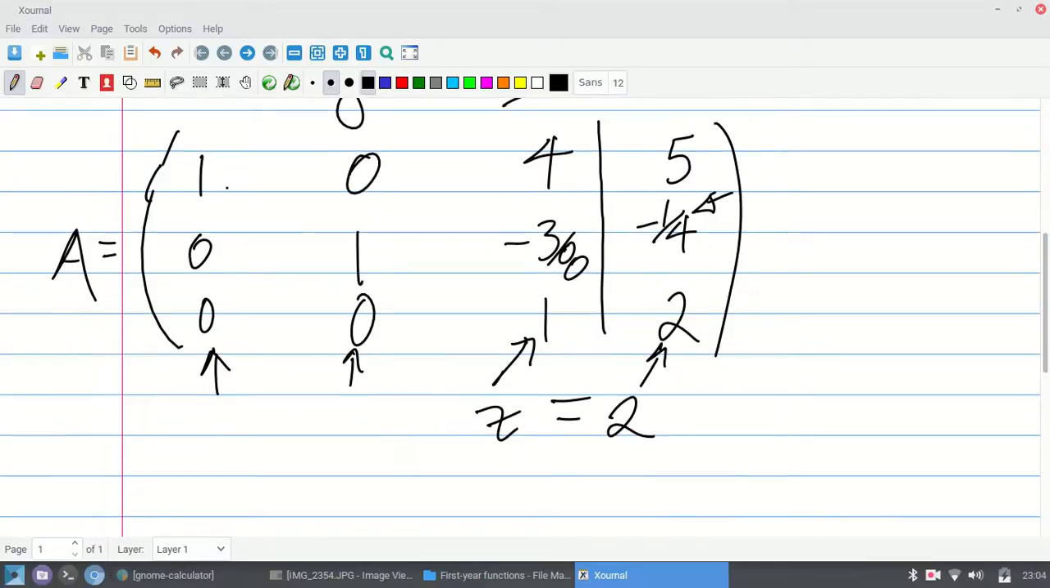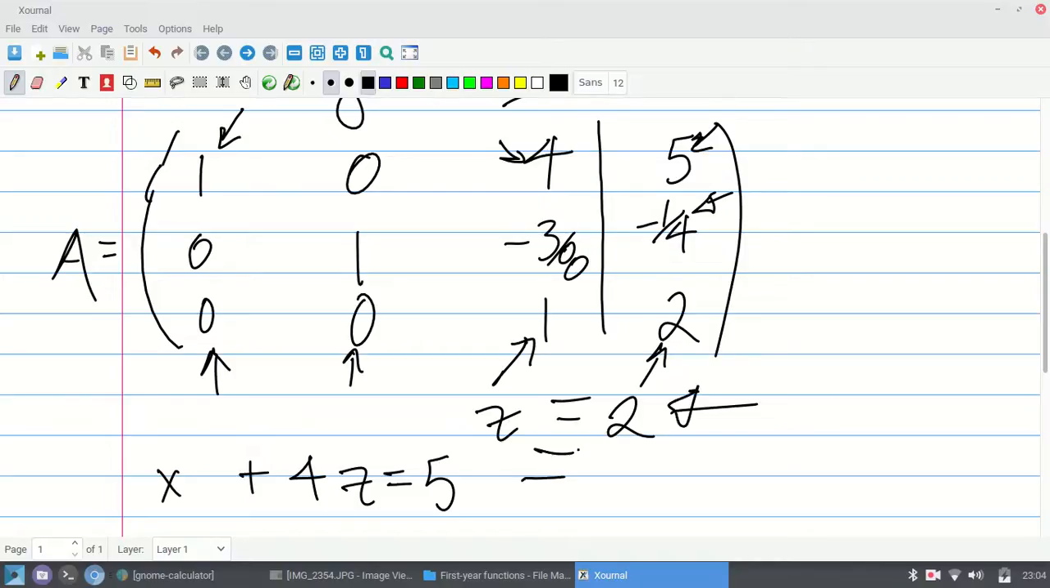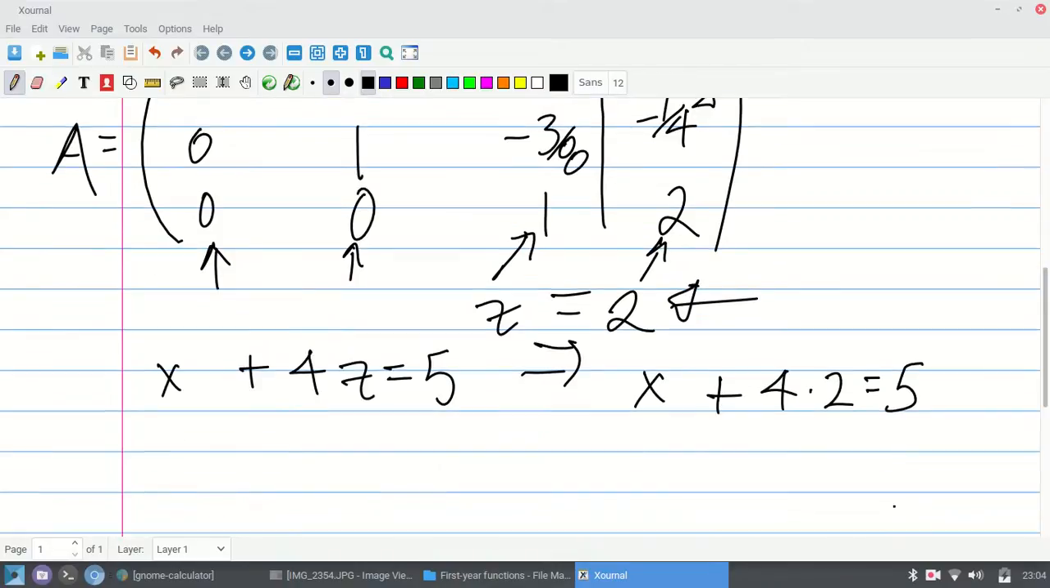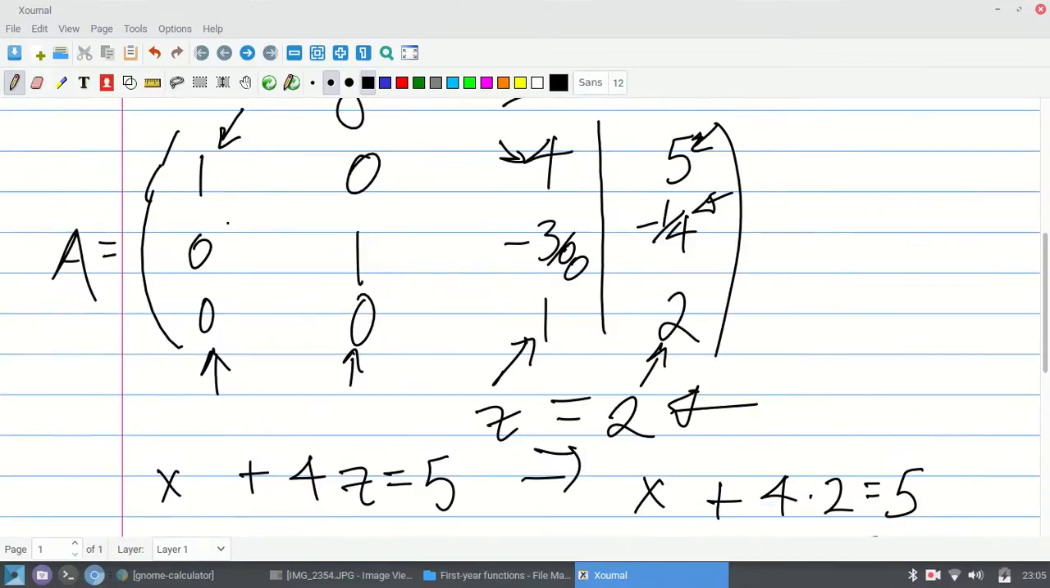Notice the top equation, what it's actually saying is that x plus 4z equals 5. This is the x coefficient, this is the z coefficient, this is the answer, the equal sign on the opposite side. So if z equals 2, that means that x plus 4 times 2 equals 5. So x plus 8 equals 5. That means that x has to be negative 3, right? So I just found x and I just found z. All I have to do now is find y, and that's it, right?